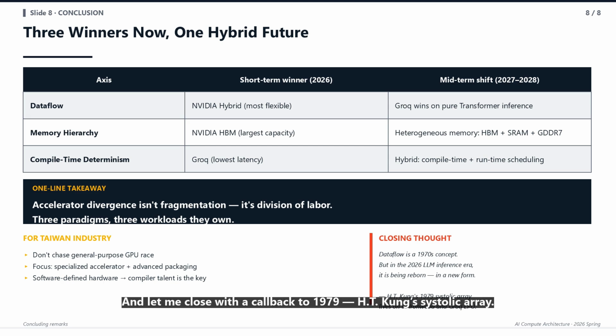And let me close with a callback to 1979, H.T. Kung's systolic array. Dataflow is a 1970s concept, but in the LLM inference era of 2026, it is being reborn in a new form. Thank you, and I welcome any questions.